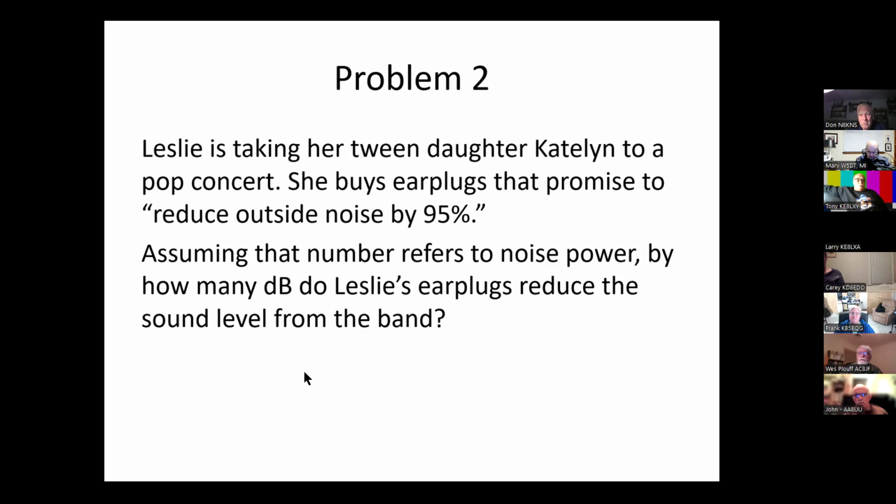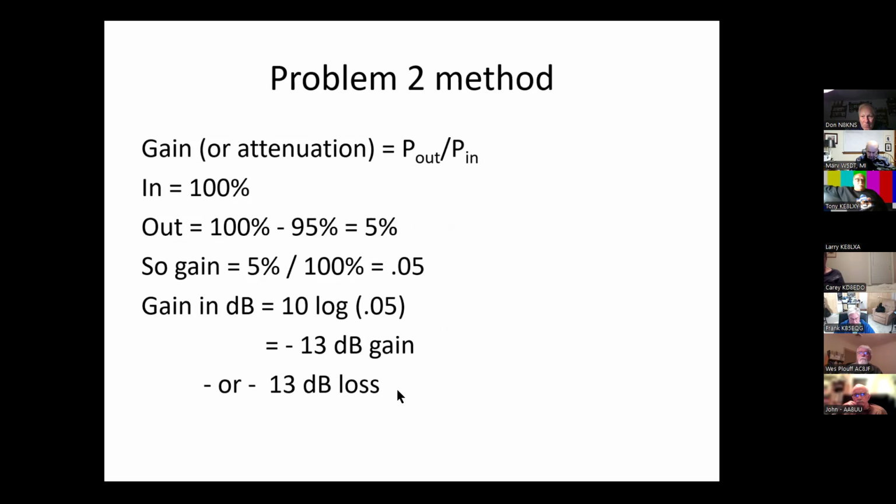And this goes back to some of the stuff that we talked about, small losses. So the gain is the power out over the power in, or in this case, it's attenuation or loss. But in is 100%, and what gets past the earplugs is 100 minus 95%, or 5%. So the gain is 5% divided by 100%, or 0.05. The gain in dB is 10 times the logarithm of 0.05, or minus 13 dB gain.